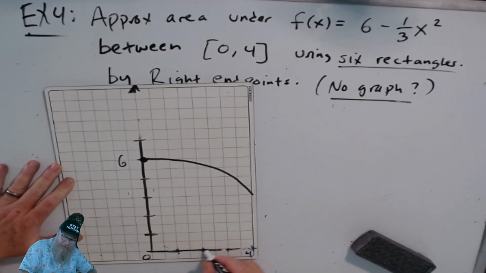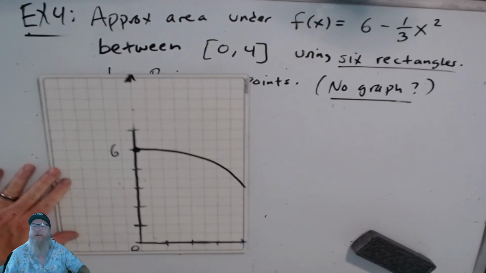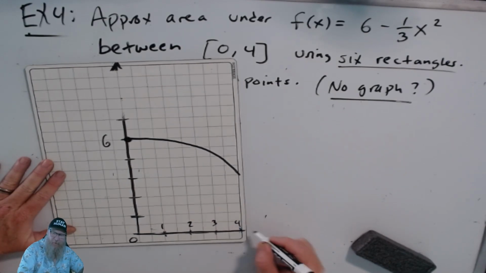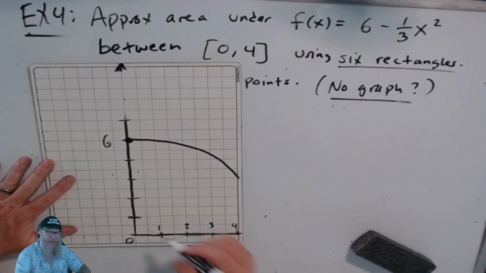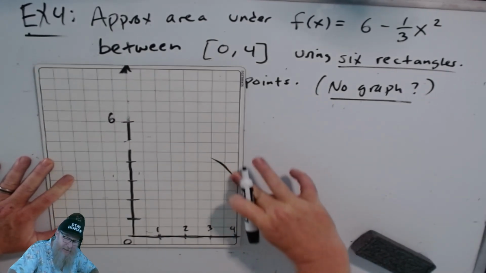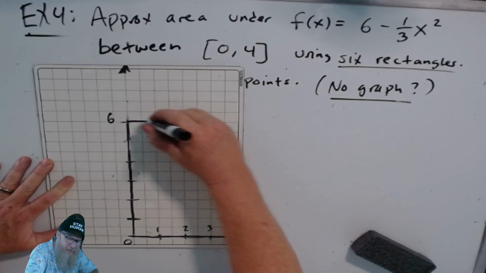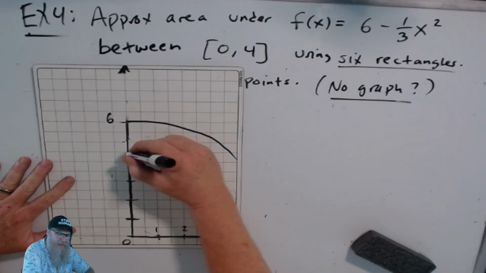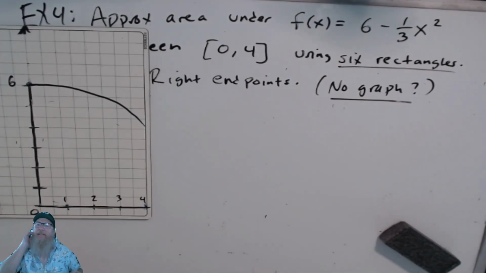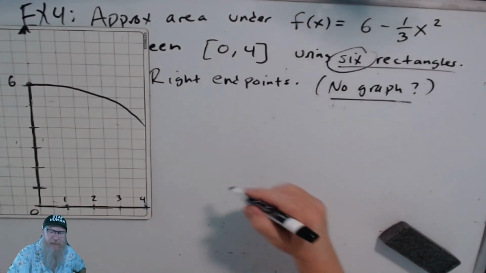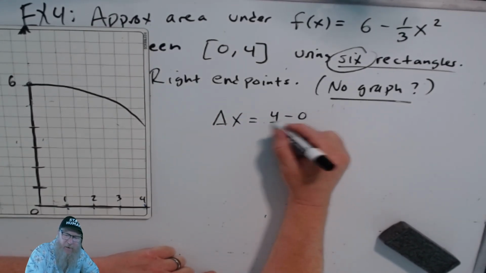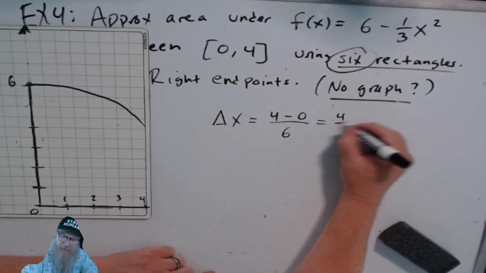So it's not a bad idea to get an idea of what it looks like. So we've got 0, 1, 2, 3, 4. That's my x-axis. 1, 2, 3, 4. Oops. It's a good idea to make sure that it's right. So there we go. Something like that. All right, but now we're doing 6 rectangles. So delta x is 4 minus 0 over 6.